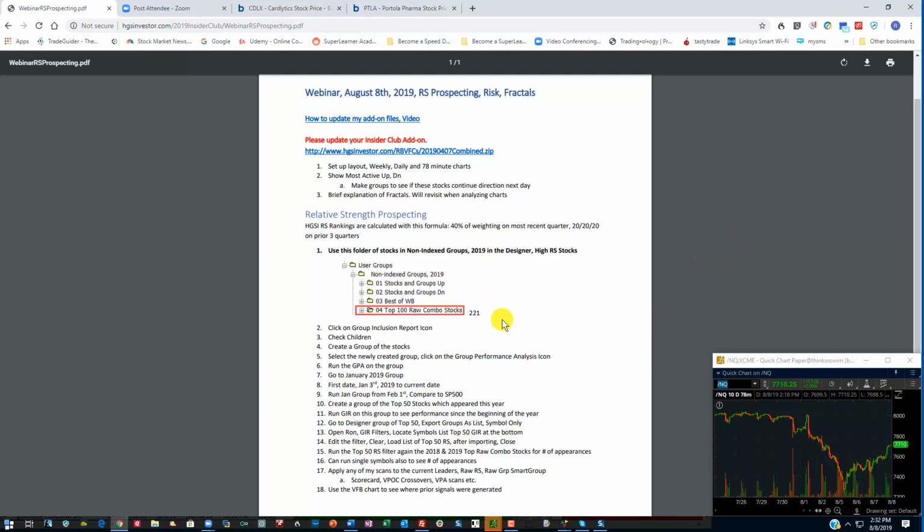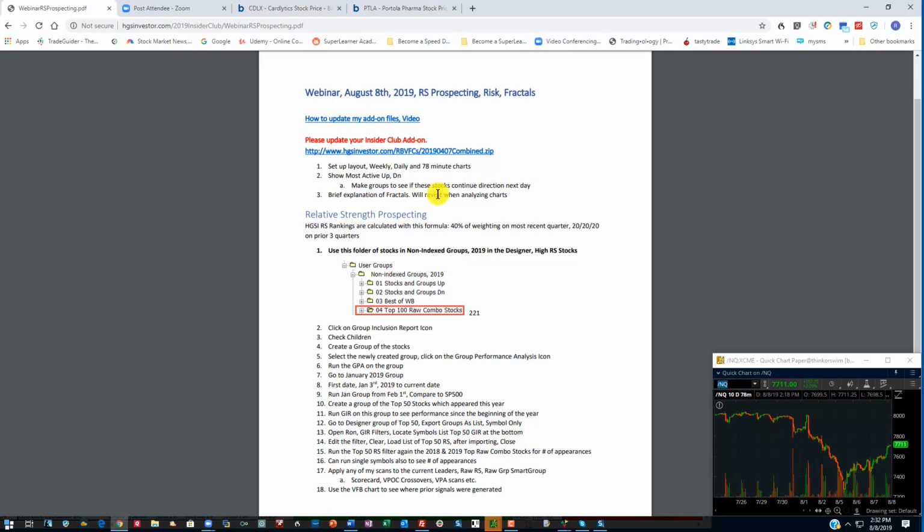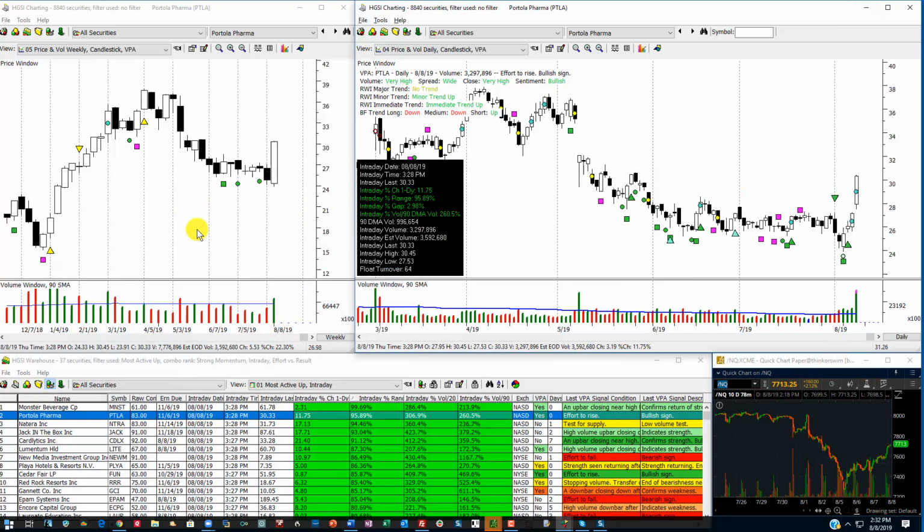So anyway, getting back to what I'm saying over here: I'm going to talk a little bit about my screen layout, the most active up and down, and then I'm going to get into relative strength prospecting, and we're going to talk about fractals along the way. Now, fractals are simply a way of looking at a stock or an ETF, whatever, in a variety of ways: weekly, daily, and intraday.